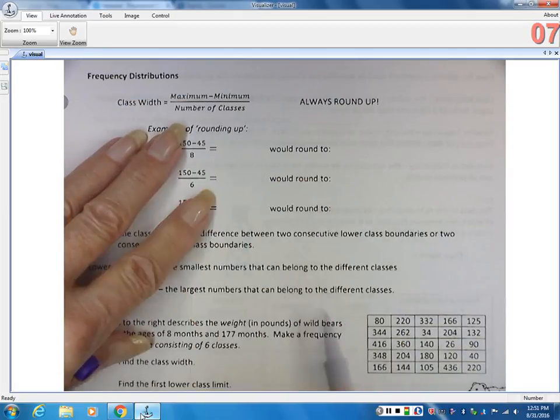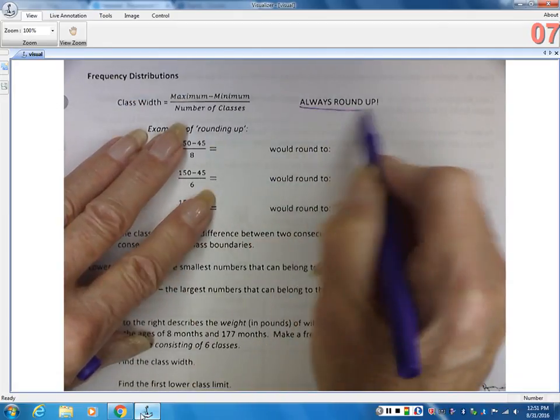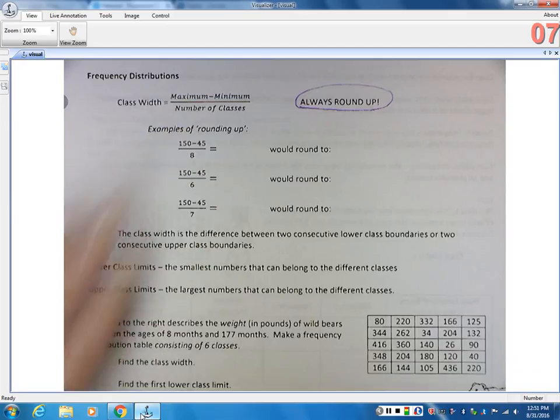And this is very important. Even if you don't come out with a decimal, you're still going to round up. You have to round class width up. And you round it up to the same number of decimals as the data.